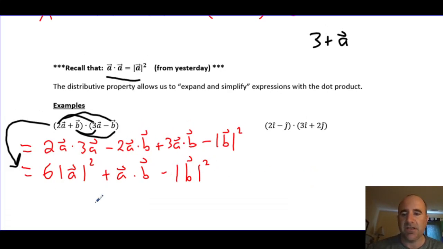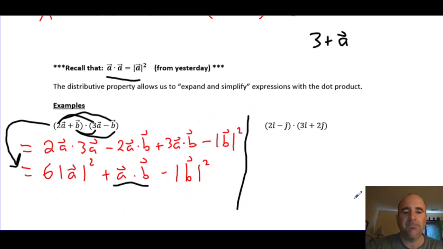Now for this, there's nothing else we can do with that. We don't know the magnitude of a, we don't know the magnitude of b. The only thing we could do is replace a dotted with b with the magnitude of a times the magnitude of b times the cosine of the angle between them, but I don't know the angle between them, so I don't think that's going to be very helpful either.